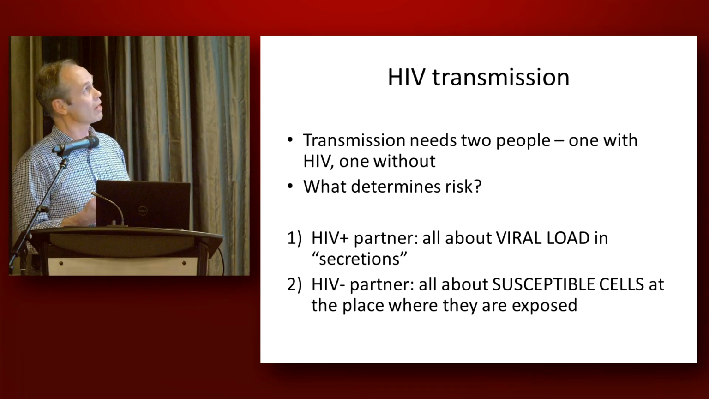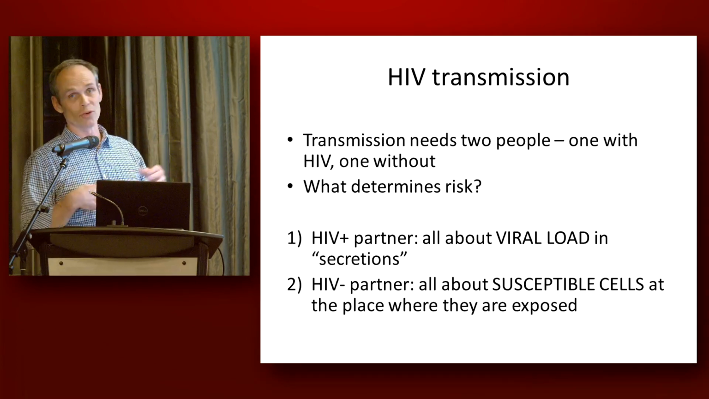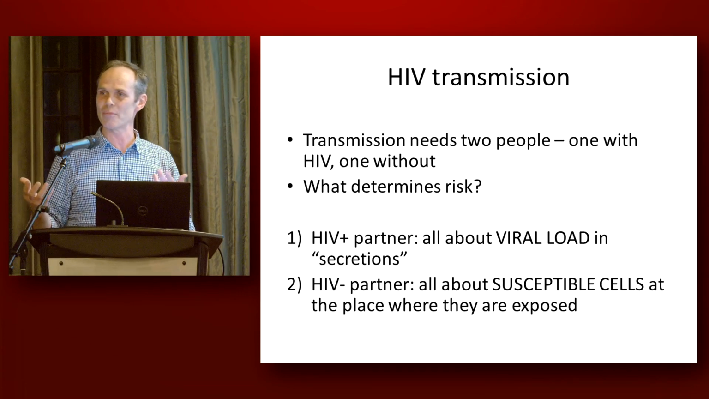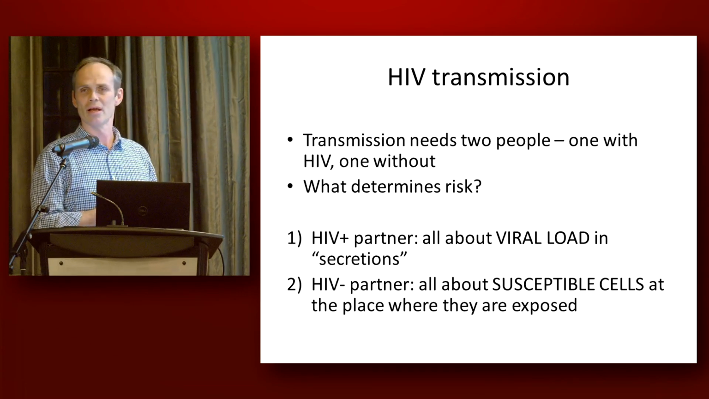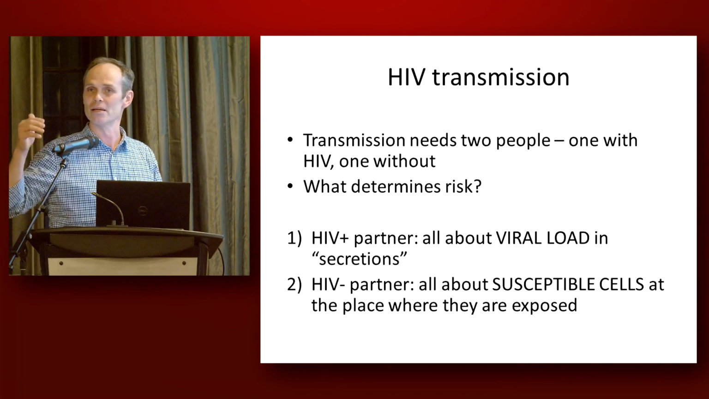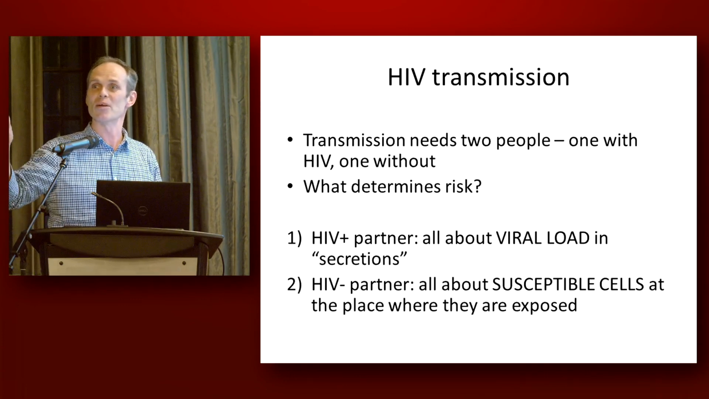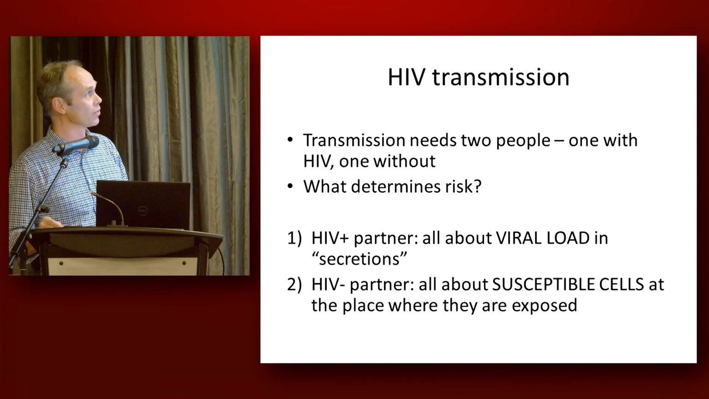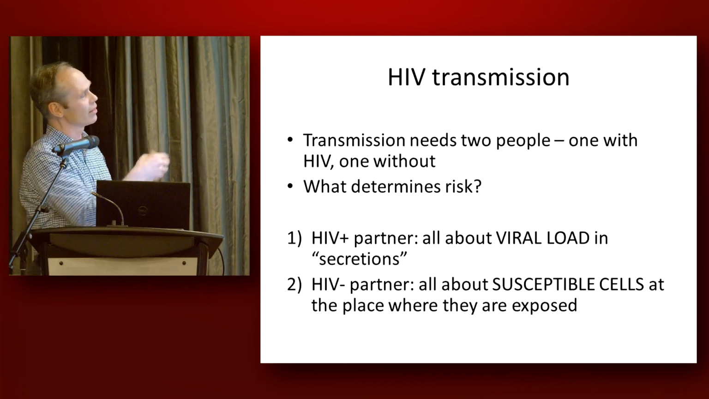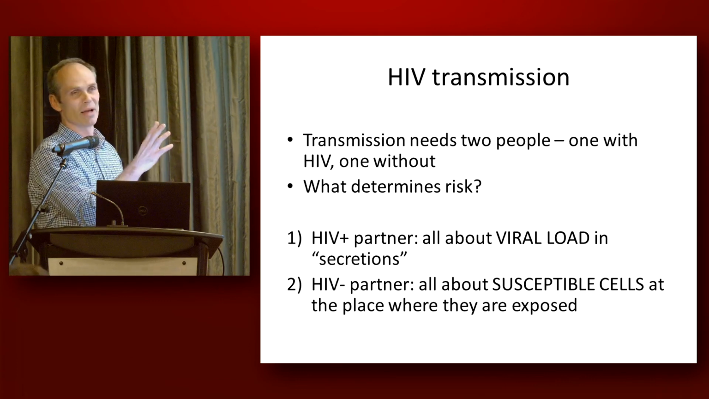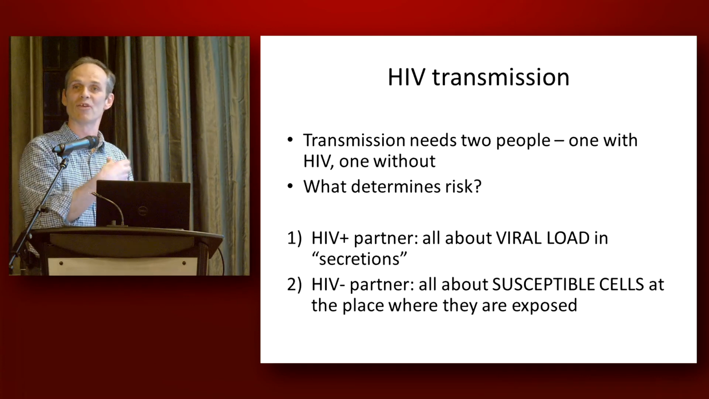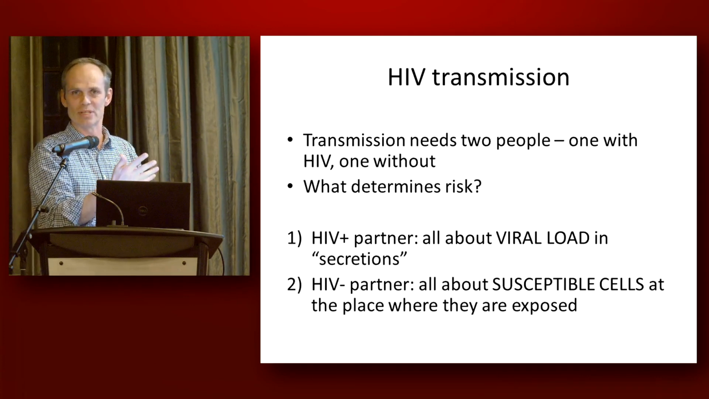So when we're talking about transmission, of course, the tools that we have and the way that transmission happens is we have to have two people. One person has to be living with HIV and one not. So what is it then that is the factors that dictate whether transmission happens or not in that context? So, and I'll go into it a little bit, but my overall message is for the HIV positive partner in this context, it's all about the viral load. It's all about how much virus is present in secretions, whatever we're talking about.